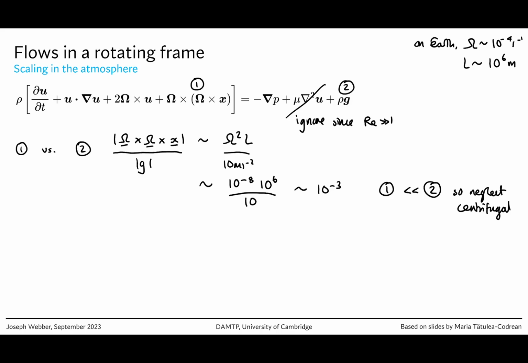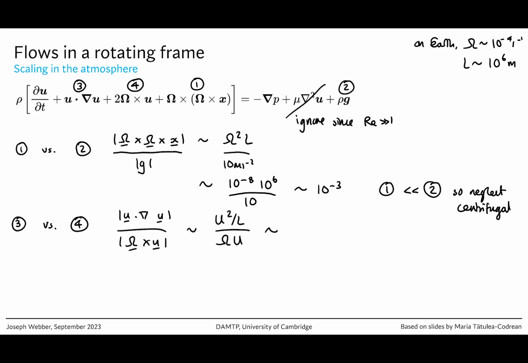The other term that's really nasty here, and that it would be quite nice to get rid of, is the non-linear term in Navier-Stokes. So as a viscous fluid dynamicist, I always want to get rid of the non-linear term. Unfortunately, can't always, but in this case, we're going to compare this term and this term. So let's do 3 versus 4. And u dot grad u all over omega cross u is what the scaling is going to be. And this goes like u squared over L over omega u, or more succinctly, u over L omega. Now actually, u over L omega has a definition. It's defined to be rho, the Rossby number.